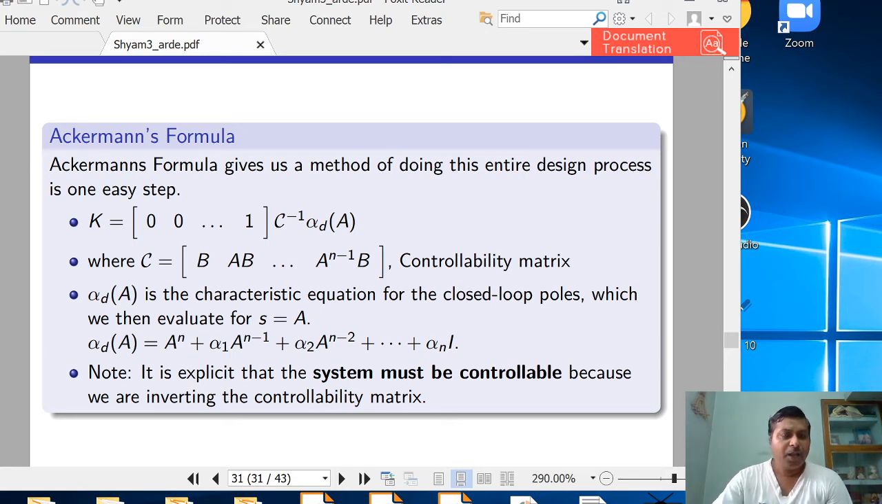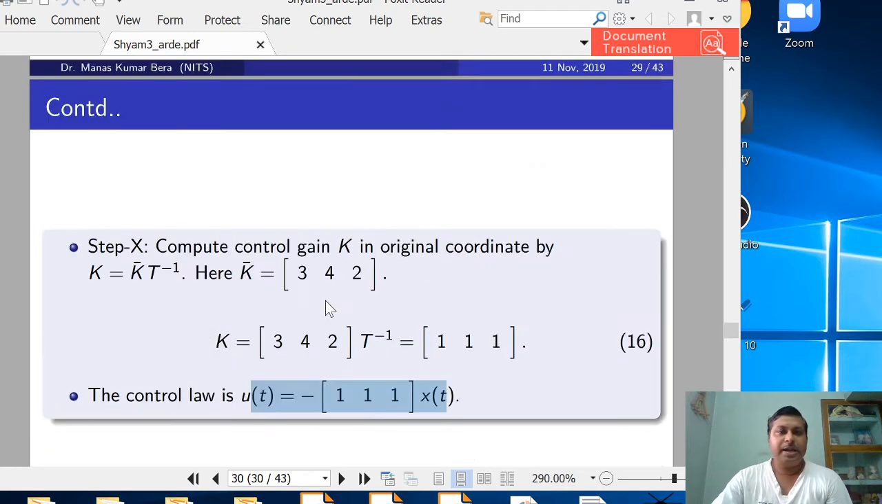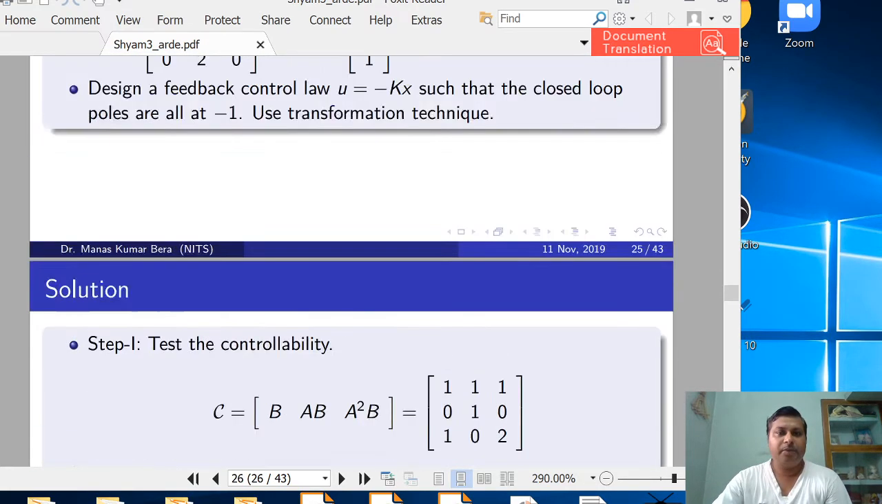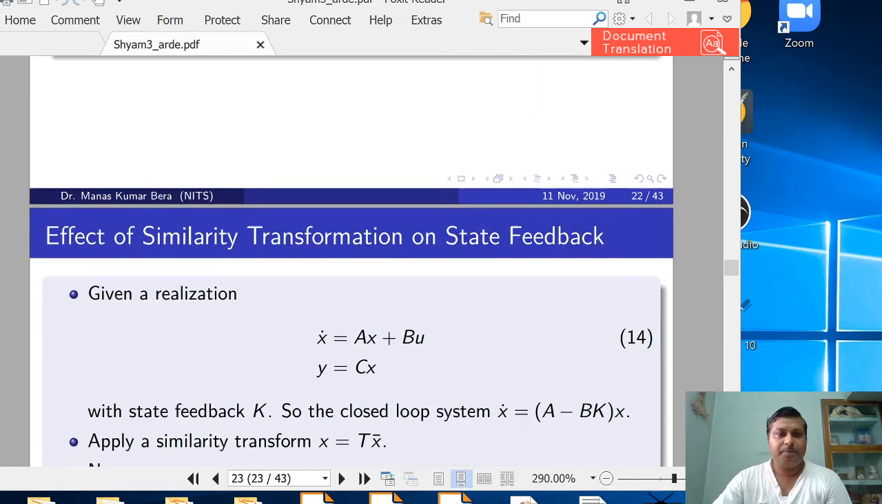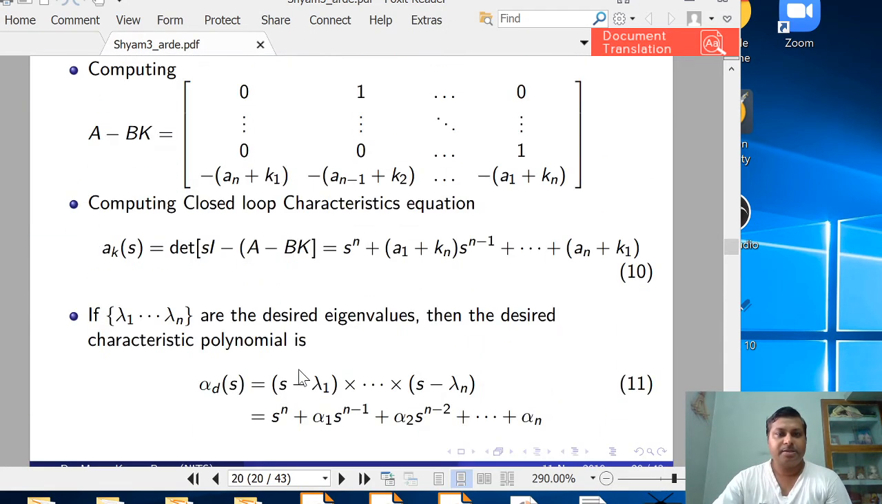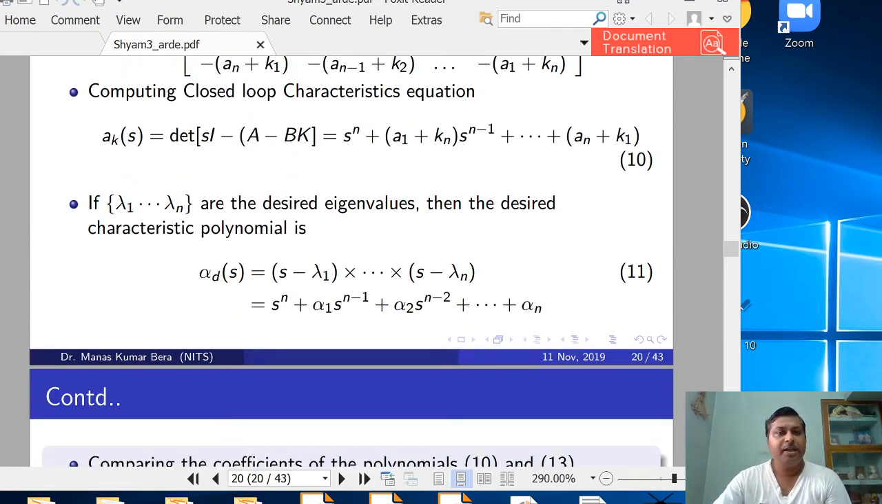Means we know what the desired characteristic equation is. So the desired characteristic equation, as we discussed at the beginning, is alpha_d(s) = s^n + alpha_1 s^(n-1) + alpha_2 s^(n-2) + ... + alpha_n. How will we build this desired characteristic equation? Because we know where the closed loop poles must be placed, that is lambda_1, lambda_2, ..., lambda_n.